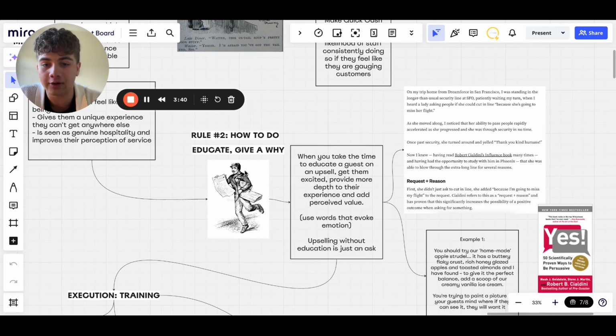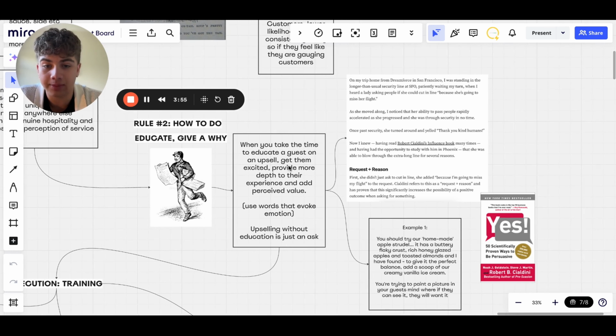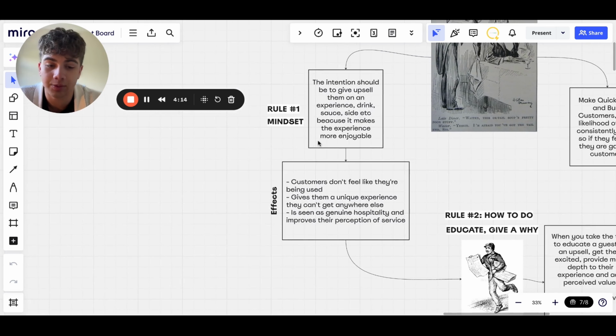The second one is now how to actually execute on that and educate your customers to give them a why, right? The reason you want to be able to educate customers and give them a why when you are upselling them is twofold. When you take the time to educate a guest on an upsell, you get them excited, provide more depth to their experience, and add perceived value, right? Basically, in this, you want to be using words that evoke emotion. And the second, final point here that I want to add is that upselling without education is just an ask, right? And that again comes down to the intention, which we spoke about here.